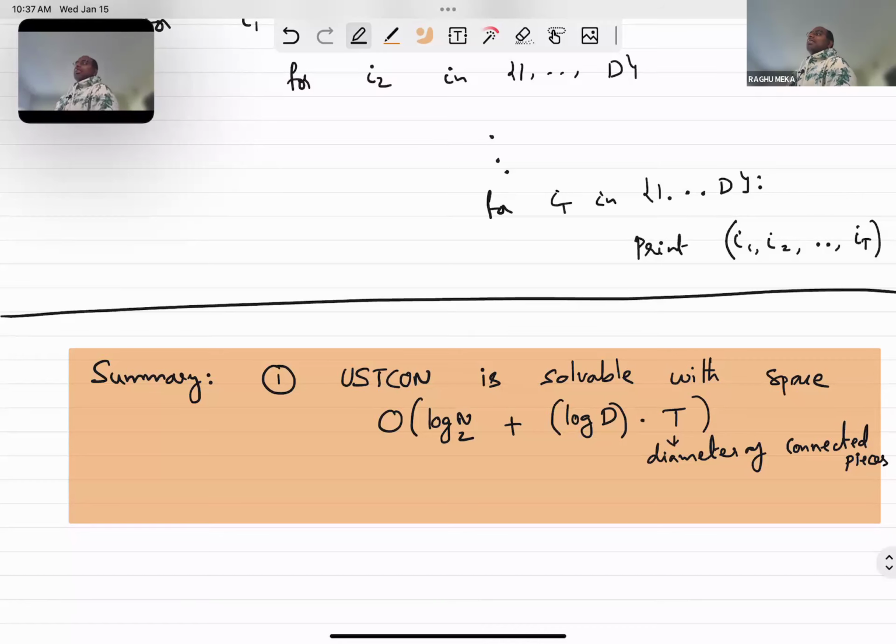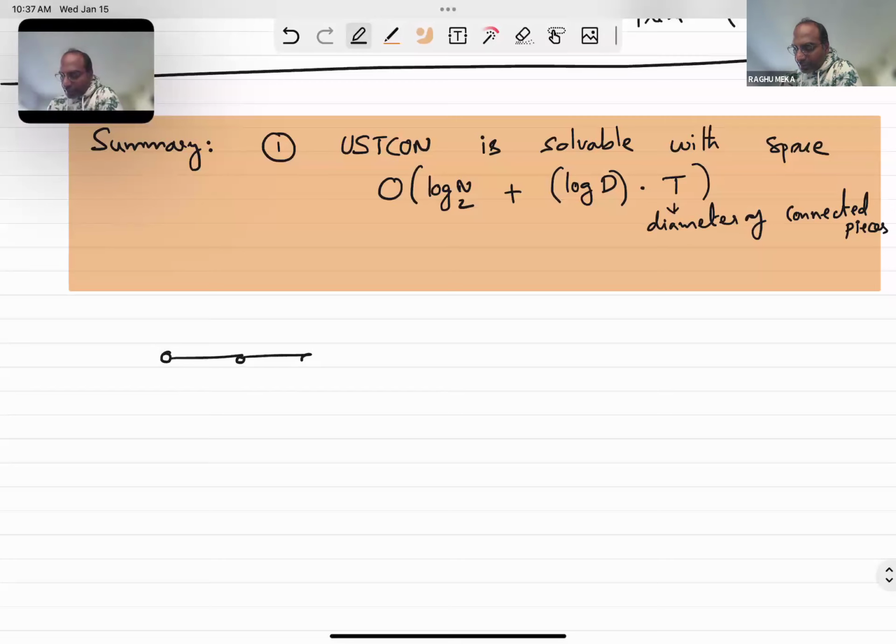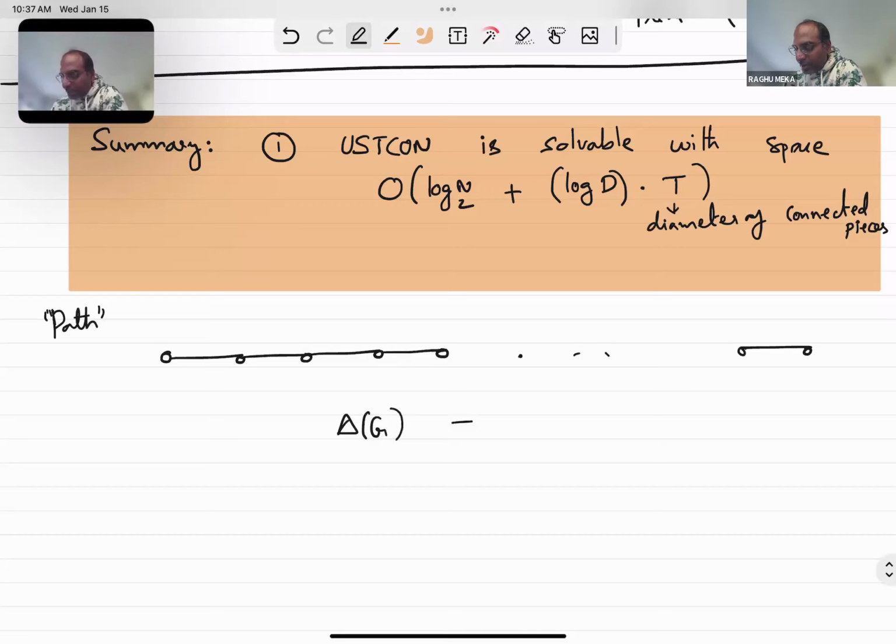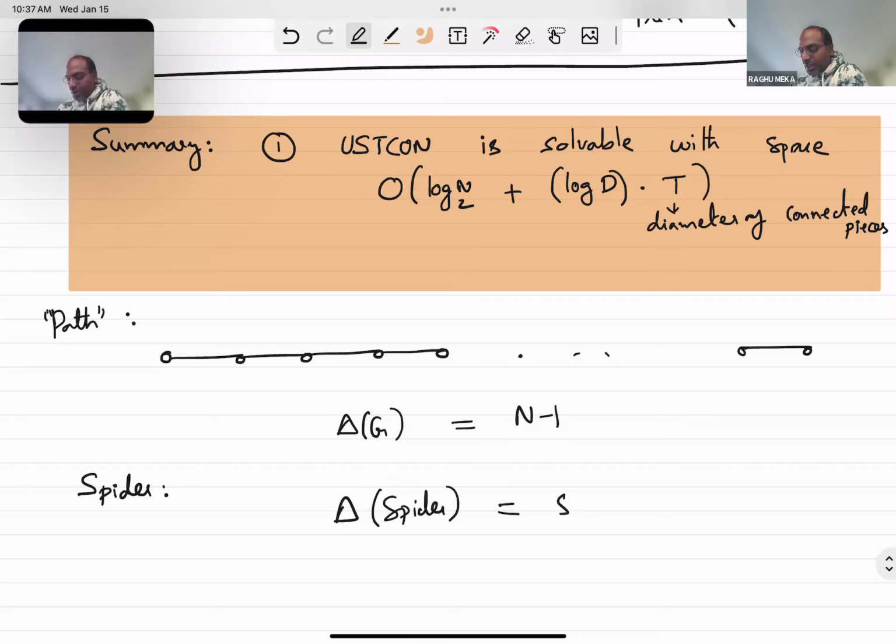But of course, it doesn't immediately help us with the main problem, because if I take a graph like the path graph, the diameter is n minus 1. So you're ending up with even worse space, n minus 1. But on the other hand, at least for the case of the spider graph, this might help. So for the spider graph, the diameter was just 8. So we made some progress.